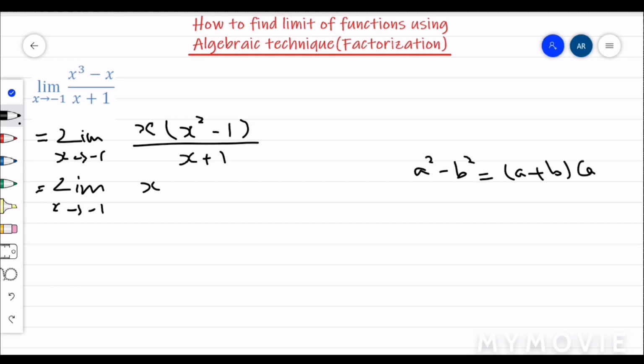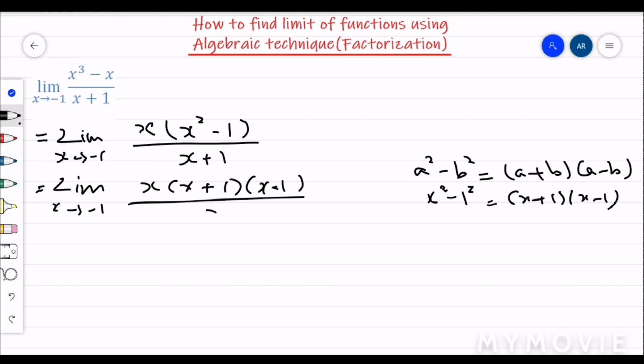What does it mean? It means whenever we have two squared numbers with a negative sign in between them, we take the product of the sum and difference of these two numbers. So x square minus 1, or x square minus 1 square, we can write as x plus 1 times x minus 1, whole divided by x plus 1.